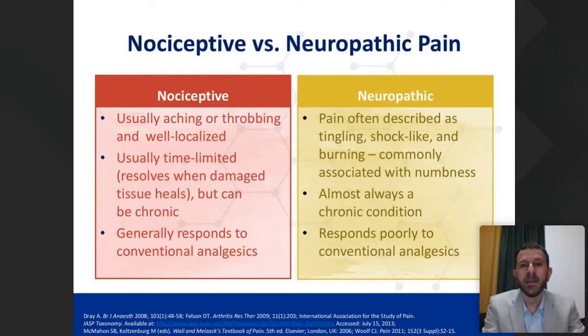Neuropathic pain, on the other hand, is described more as a tingling, shock-like, burning sensation, and patients can also present with numbness. It can be either one of those symptoms or all of the symptoms. It's almost always a result of a chronic condition, and it does not respond to conventional anesthetics or analgesics, such as NSAIDs, morphine, or even tramadol. They don't respond to those types of medications because the pathophysiology is different.